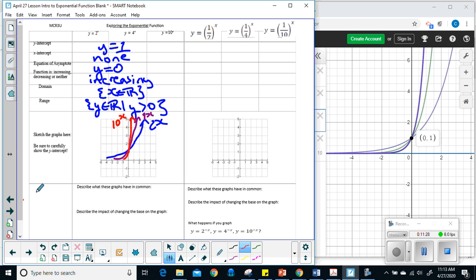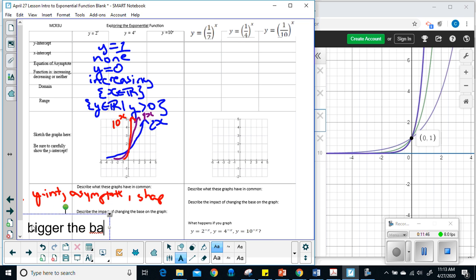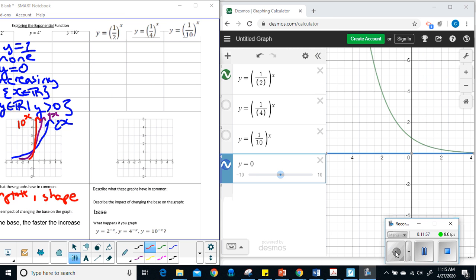So these are important things. What do these graphs have in common? Well, they have their y-intercept. They have their asymptote. They have their shape. But how did changing the base affect things? Every time I made it bigger, the bigger the base, the faster the increase. So it's steeper. All right, we're getting there.